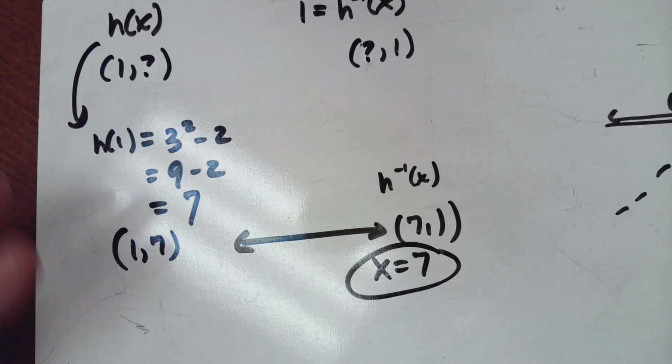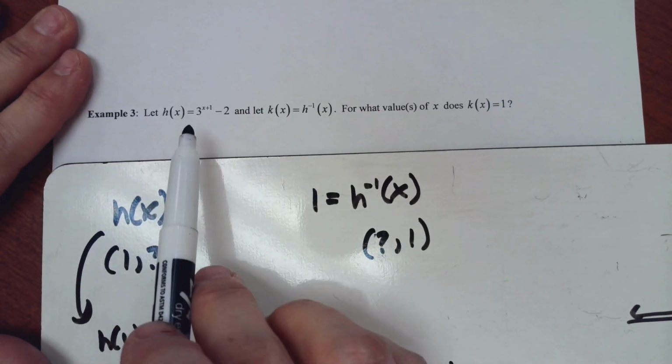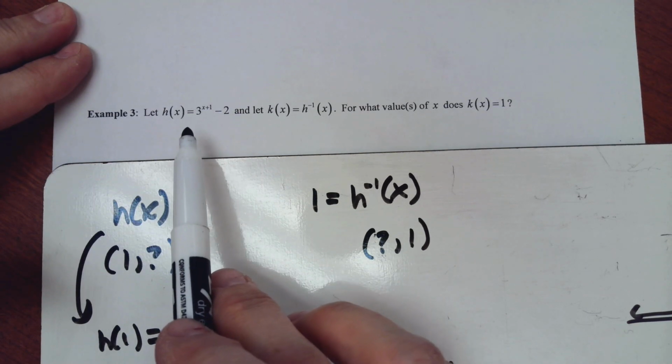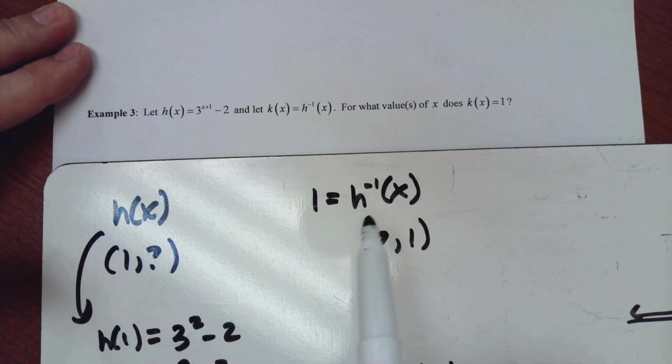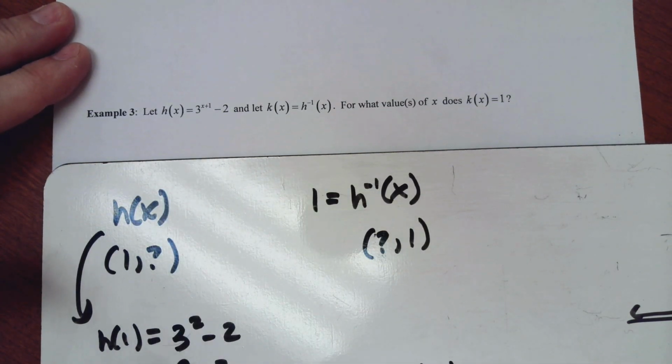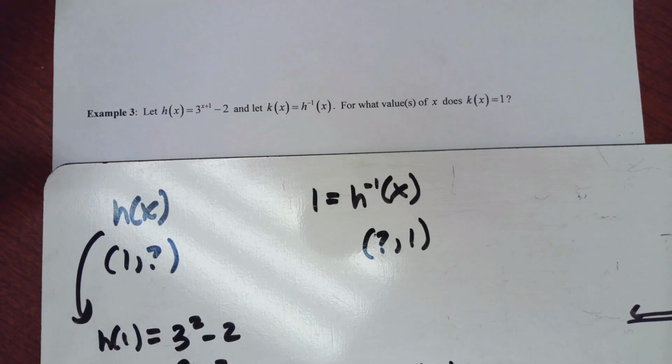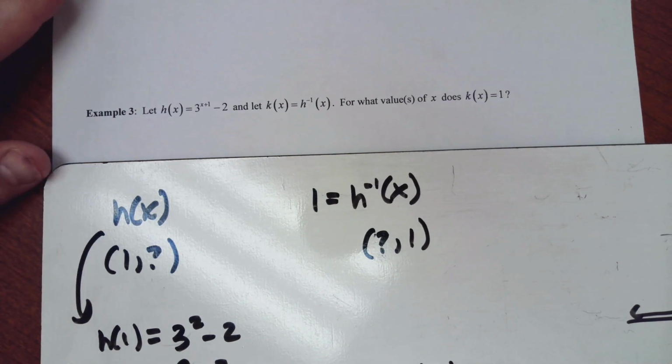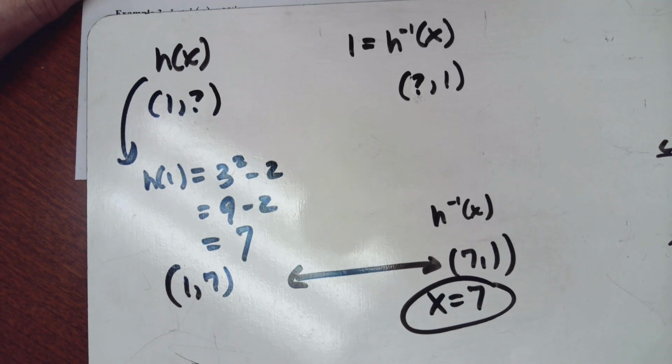So you could still do it by finding the inverse of this, but that would probably take a few minutes, and then you could figure out what x value gives you 1, but that would take a little bit of time. So it's easier just to kind of think about it and get your answer.